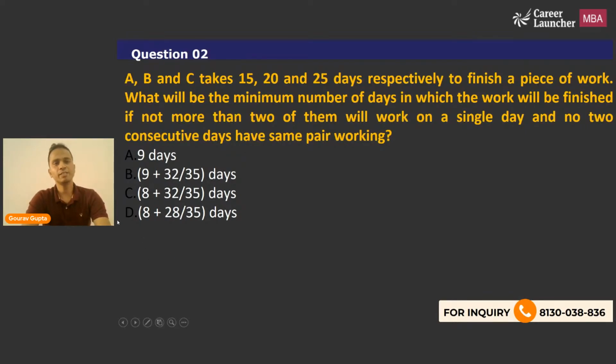Now, next question says A, B, and C takes 15, 20, and 25 days respectively to finish a piece of work. What will be the minimum number of days in which the work will be finished if, now this is important, okay? Now, if not more than two of them will work on a single day and no two consecutive days have same pair working.